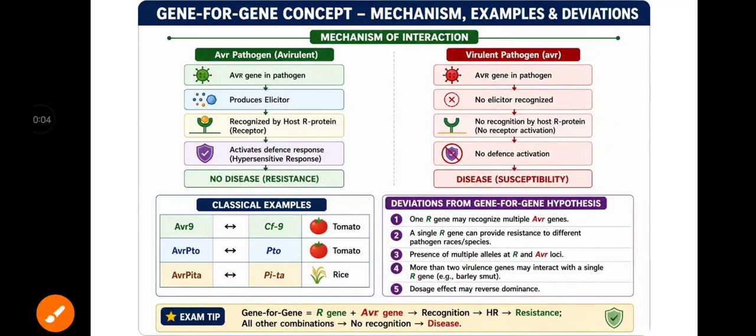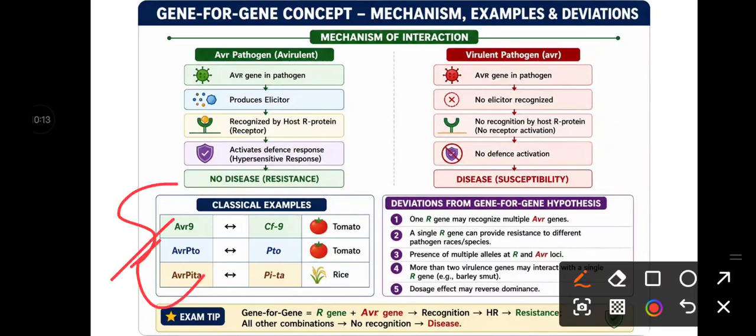So this is the basic about the gene for gene concept: its mechanism, examples and deviations. Remember the examples, okay? These are very, very important.